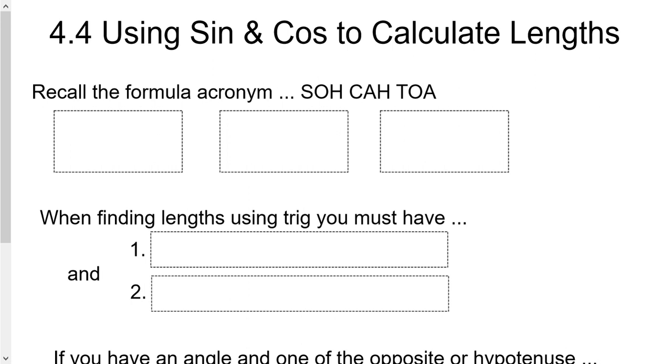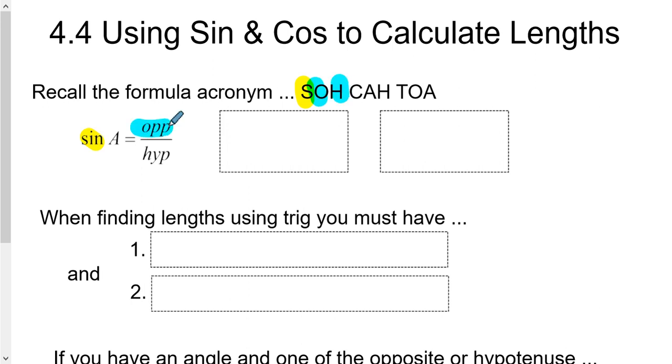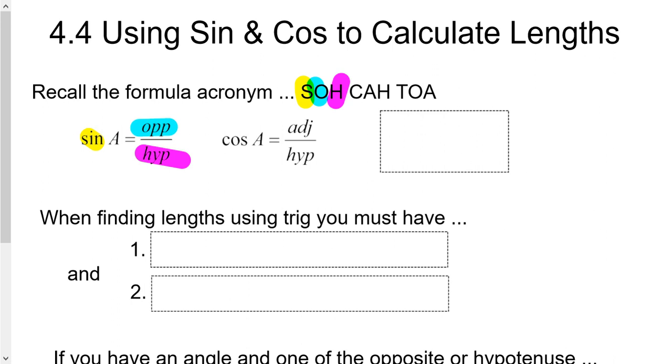So first thing, we want to go back and recall our acronym, SOHCAHTOA. SOH means that when I'm looking at the sine ratio, the sine of an angle, it's comparing the opposite to the hypotenuse sides. And when I look at the cosine ratio, that's going to compare the adjacent sides to the hypotenuse.